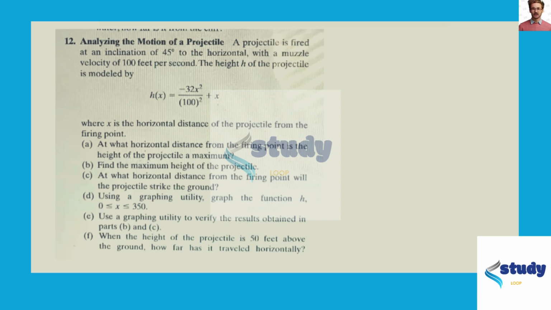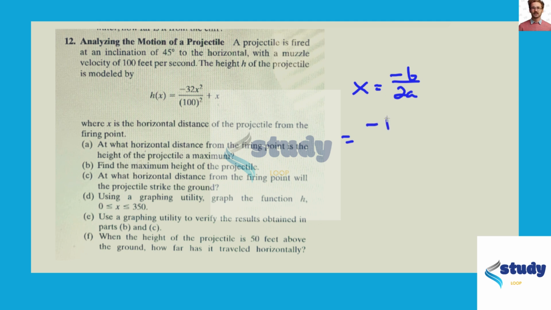Given the function, if we want to find the horizontal distance from the firing point that is a maximum, that's going to be at the vertex, and we can find that vertex with opposite b over 2a. In this case, the b value is the coefficient on x, which is 1. Then it's 2 times a, which would be negative 32 over 100 squared, because that's the coefficient on x squared.